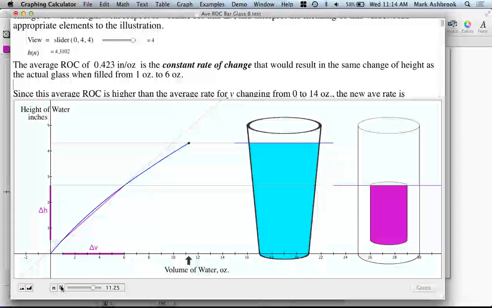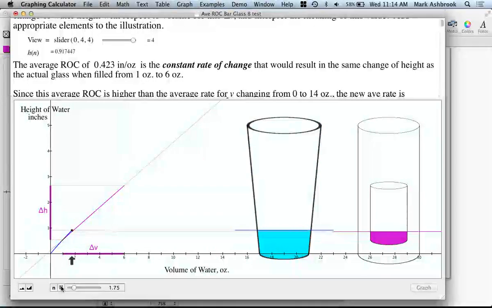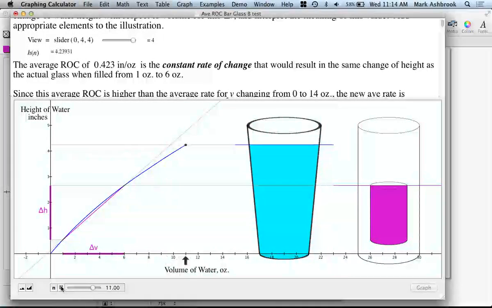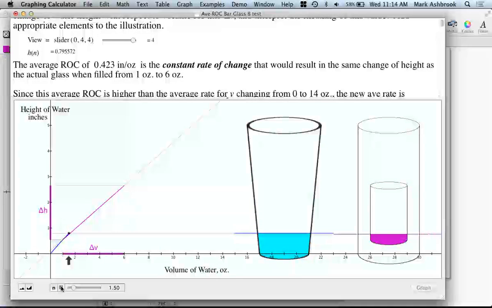I just don't understand the pink cylinder. Yeah. Like, why is it smaller? I don't understand. Why isn't it just the same?